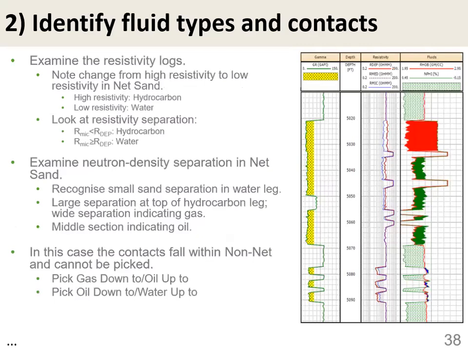So the next thing is fluid type identification and contacts, basically. It says examine the resistivity logs, note change from high resistivity to low resistivity in net sand. Of course, high resistivity tends to be indicative of hydrocarbon, but it's not always the case, and vice versa.